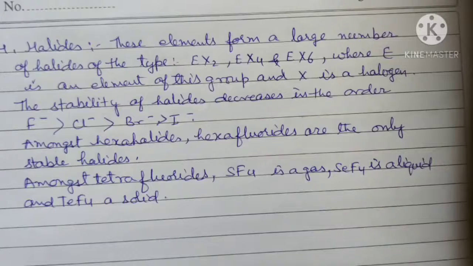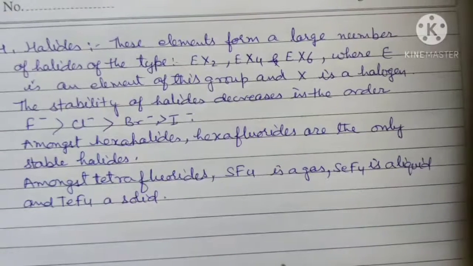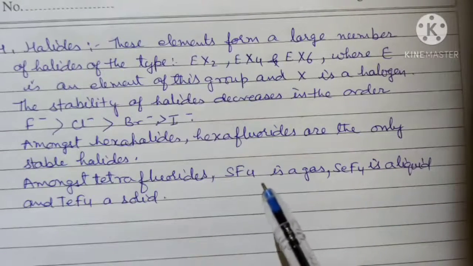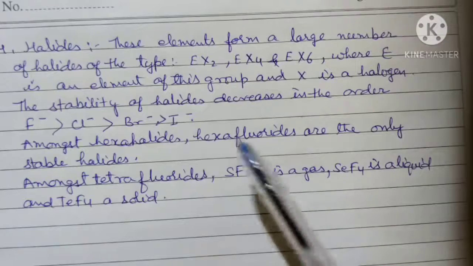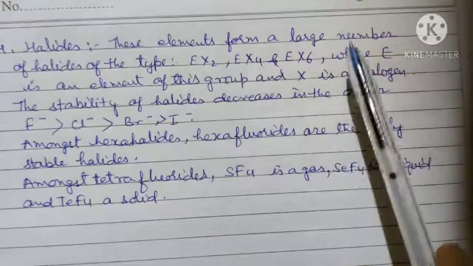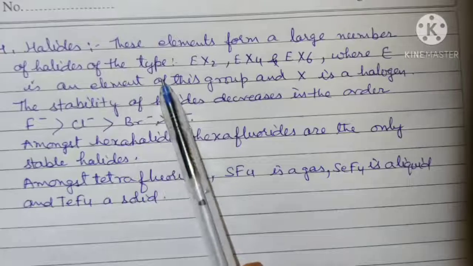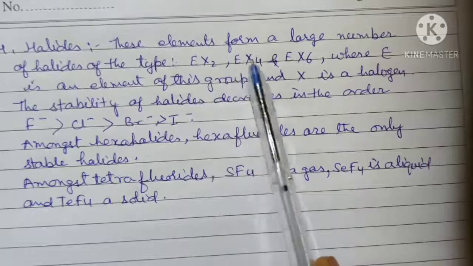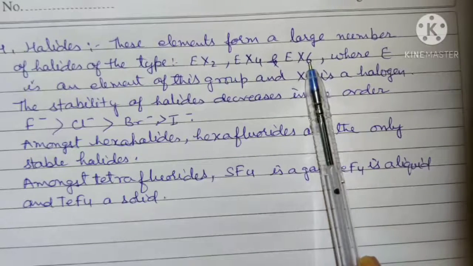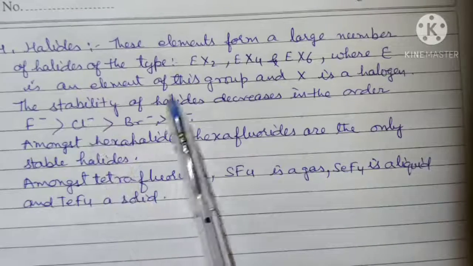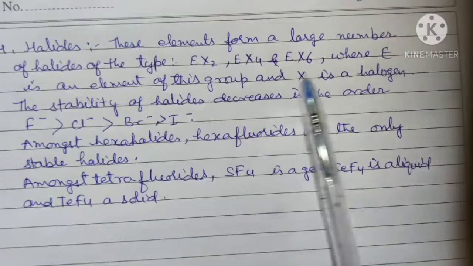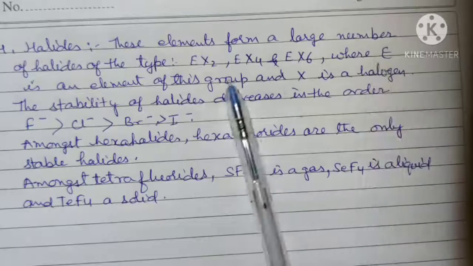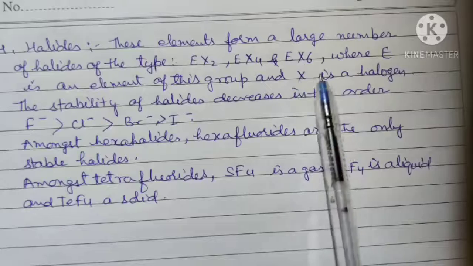Now we'll study the halides. Halide means when these elements react with the halogens, they form halides. And you know about the halogens: fluorine, chlorine, bromine and iodine are called halogens. So these elements form a large number of halides of the type EX2, EX4 and EX6, where E is an element of this group and X is a halogen. X represents a halogen and E represents the element of the 16th group.